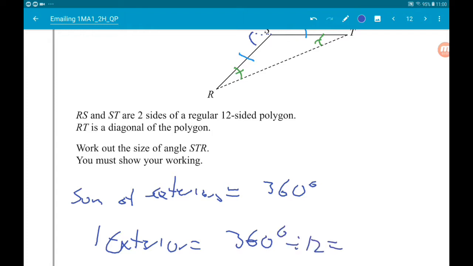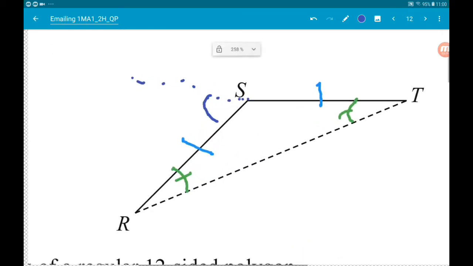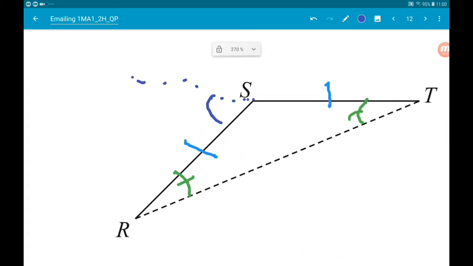Which is 30 degrees. Okay, so back to the diagram. We know then that this angle is 30 degrees. So, by angles on a straight line, this red angle has to be 150.